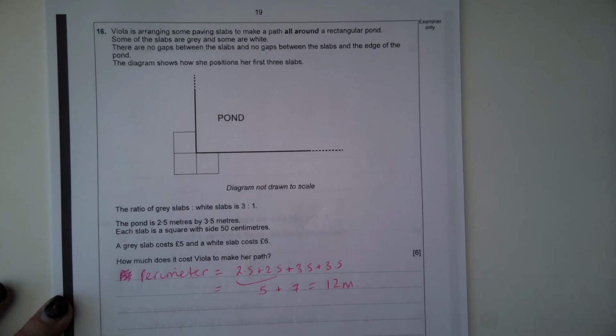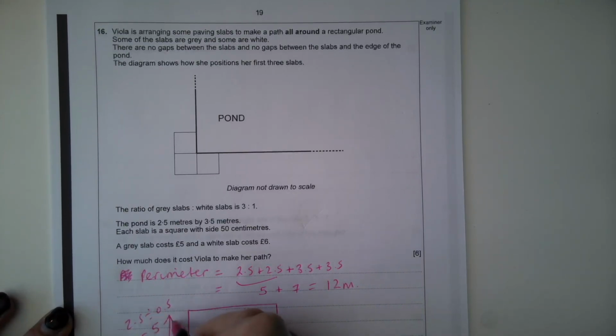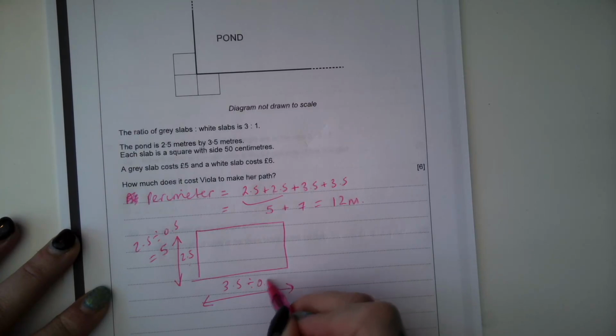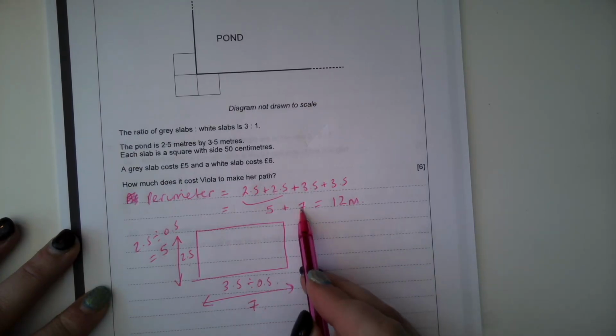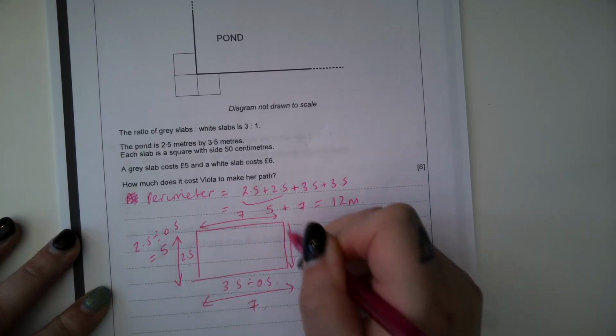So the perimeter of the pond is 12 metres. Each slab is a square with a side of 50 centimetres. So if it's a side of 50 centimetres and we've got 2.5 by 3.5, we can do 2.5 divided by 0.5, which means there'll be 5 slabs this way, and then 3.5 divided by 0.5 tells us there'll be 7 slabs this way. So then we'd have 7 slabs, 5 slabs.